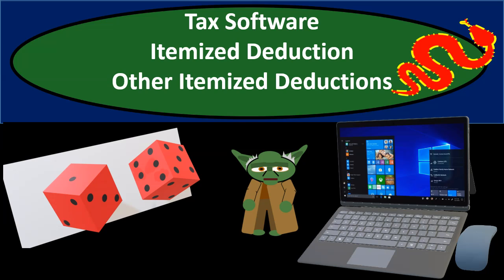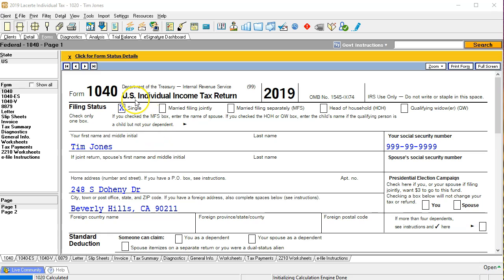In this presentation, we will use tax software to consider other itemized deductions that would be reported on the Schedule A. We'll be using Lacerte tax software, owned by Intuit, the owner of QuickBooks. Other tax software will be similar in that you'll have the data input process and the generation of the actual tax forms. Here we are in our 1040.